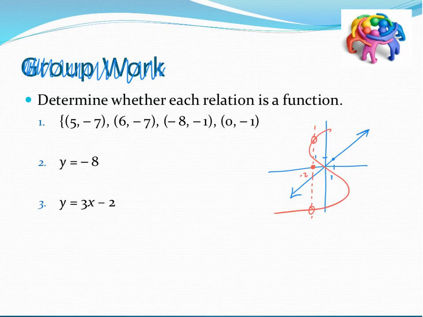So the simple way, if ever you don't have a graph, to figure out if it's a function or not, is to look at your x-coordinates. Is there only one x per point? If ever you have a set of points and there's an x that repeats, it's not a function. If the x's don't repeat, then it is a function. So, for it to be a function, x values cannot repeat.